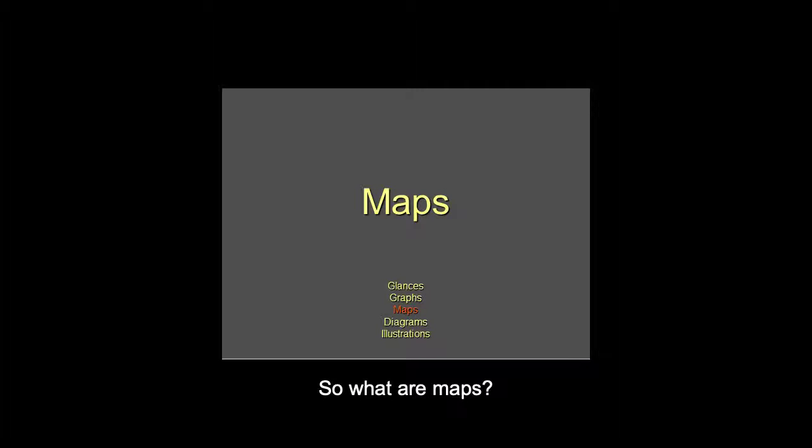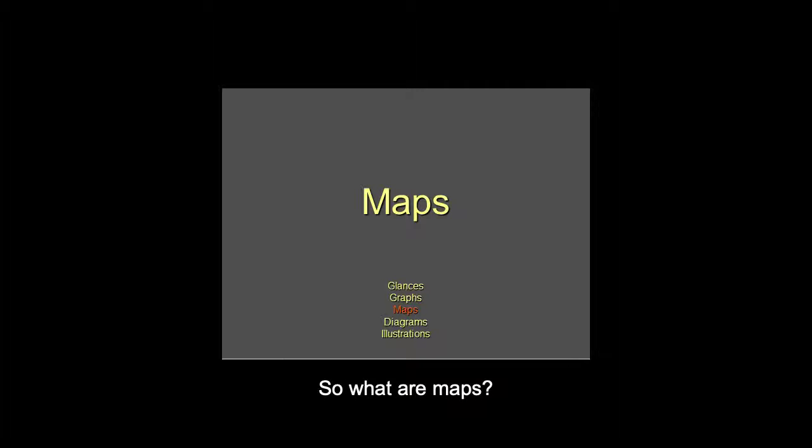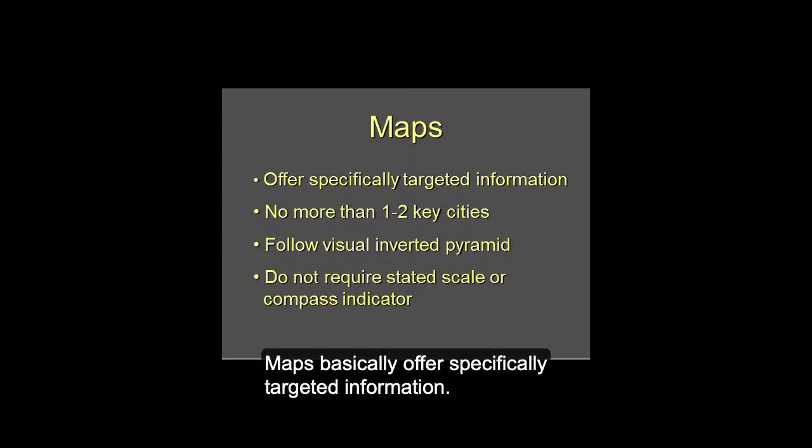Maps. So what are maps? Maps are the third infographic listed in the lessons that we are going through. So we've mentioned glances and graphs, and now maps. So what are maps? Maps basically offer specifically targeted information.